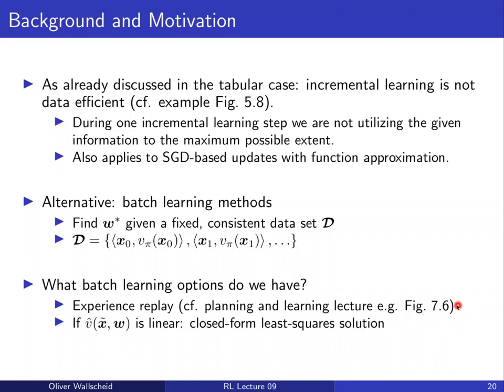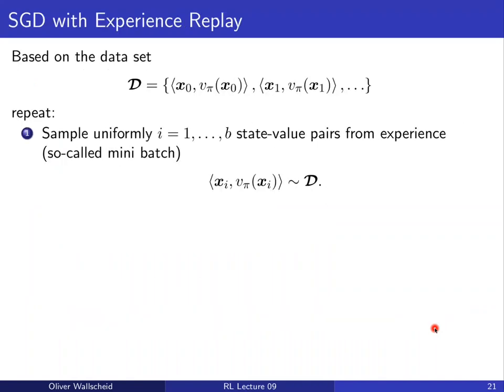However, we will first have a very short view on experience replay and then turn to the special case of the least squares solution. So, experience replay is something which is really straightforward. We assume that we have this consistent data set D, which is available with targets from the state value, or estimates of the state value by Monte Carlo or TD, and of course the states themselves.